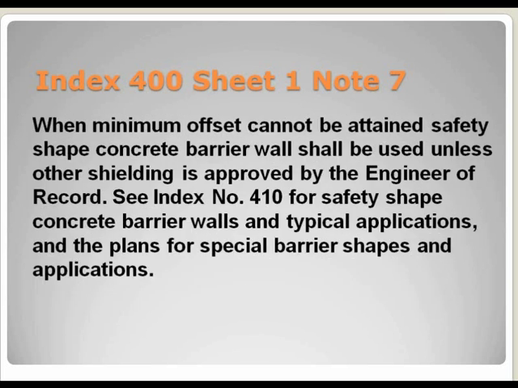When minimum offsets cannot be attained, a safety-shaped concrete barrier wall shall be used unless other shielding is approved by the engineer of record. See Index 410 for safety-shaped concrete barrier walls and typical applications, and the plans for special barrier shapes and applications.